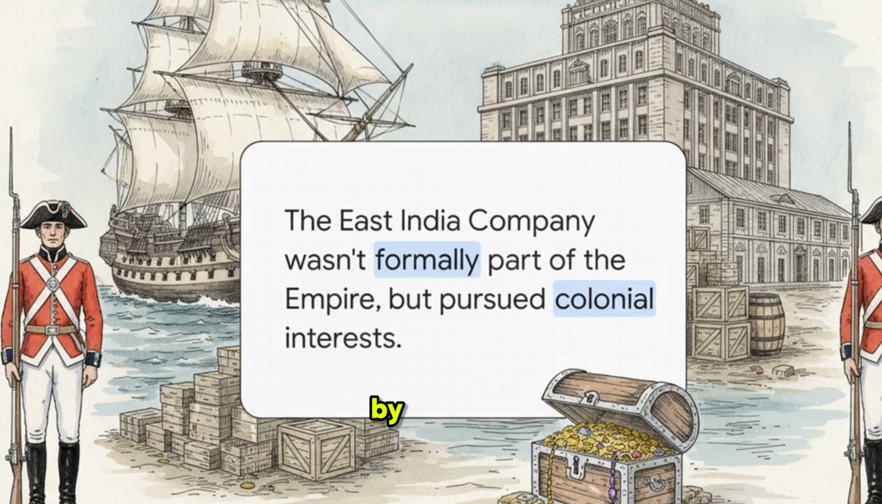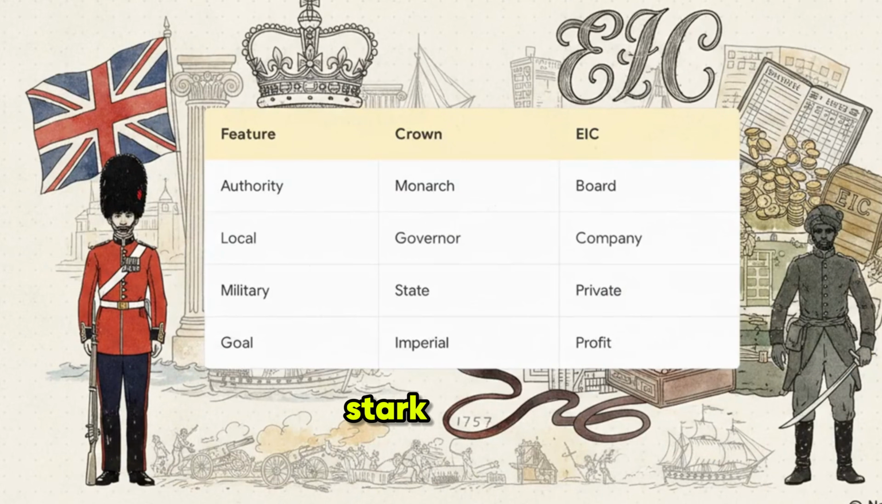How? Well, by pursuing enormous colonial interests using its own massive private armies. It operated completely outside those standard crown, charter, or proprietary models we talked about earlier. Just look at the stark contrast here between these parallel empires. Crown governments that relied on direct royal rule and the actual state military to expand national sovereignty.